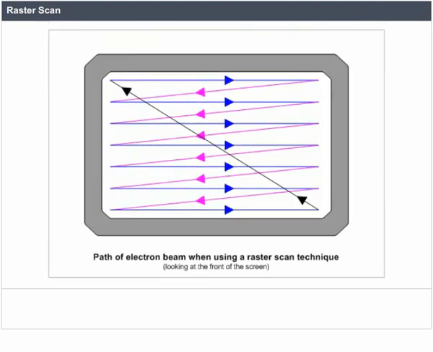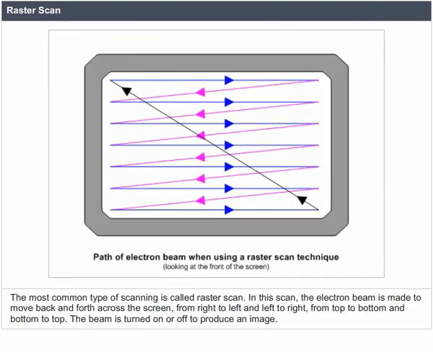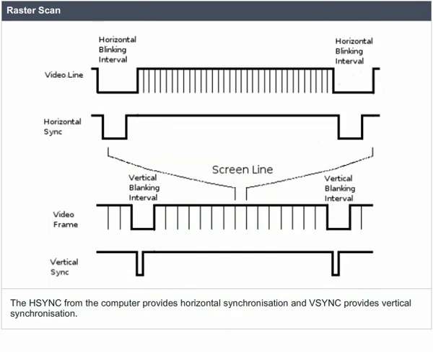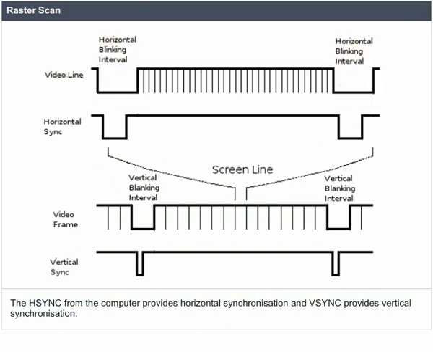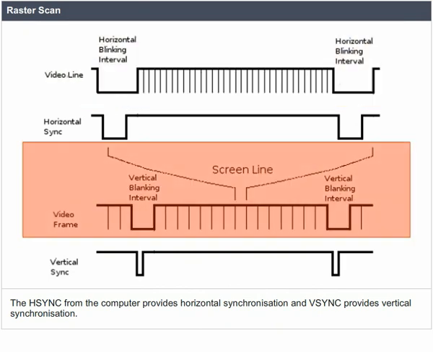Raster scan. The most common type of scanning is called raster scan. In this scan, the electron beam is made to move back and forth across the screen from right to left and left to right, from top to bottom and bottom to top. The beam is turned on or off to produce an image. The H-sync from the computer provides horizontal synchronization and V-sync provides vertical synchronization.